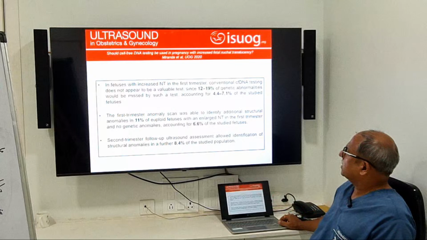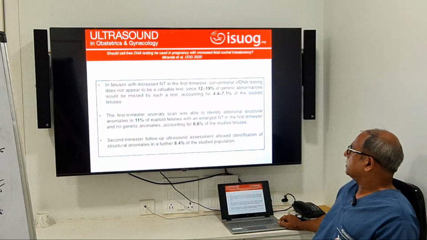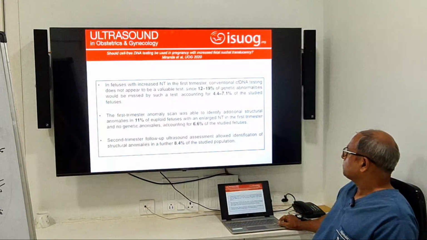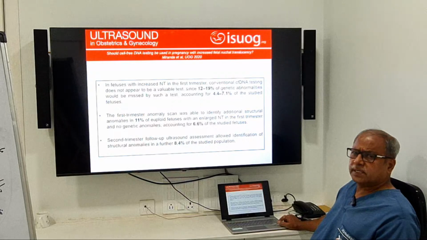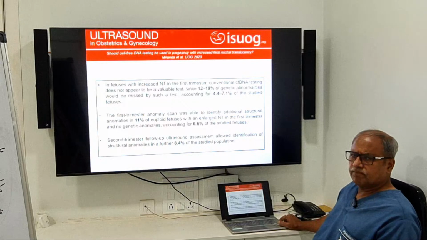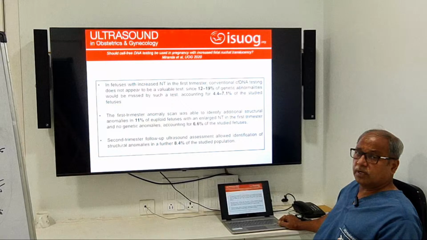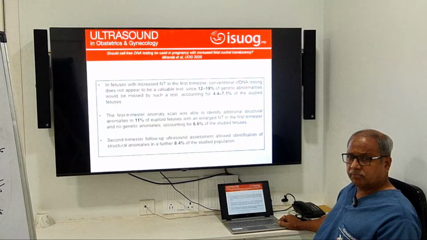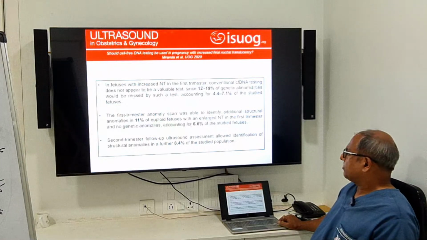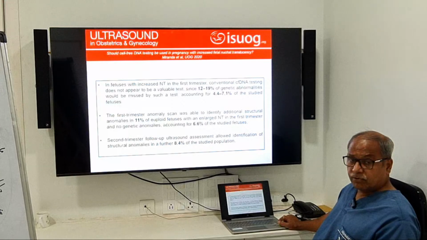The first trimester anomaly scan was able to identify additional structural anomaly in 11% of euploid fetuses with enlarged NT. So the higher the percentile of NT, that is nuchal translucency thickness, the more are the chances of fetal anomaly. So we should have a good ultrasound. If possible, do a first trimester fetal echocardiography. Second trimester follow-up ultrasound assessment allowed identification of structural anomaly in a further 8.4%.